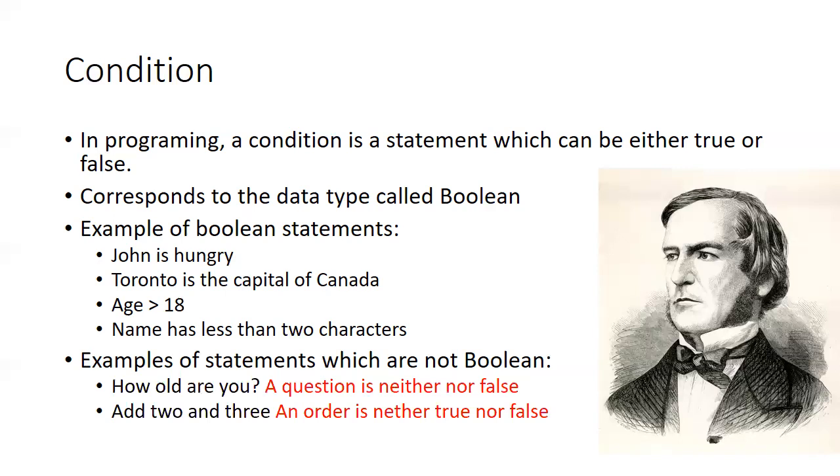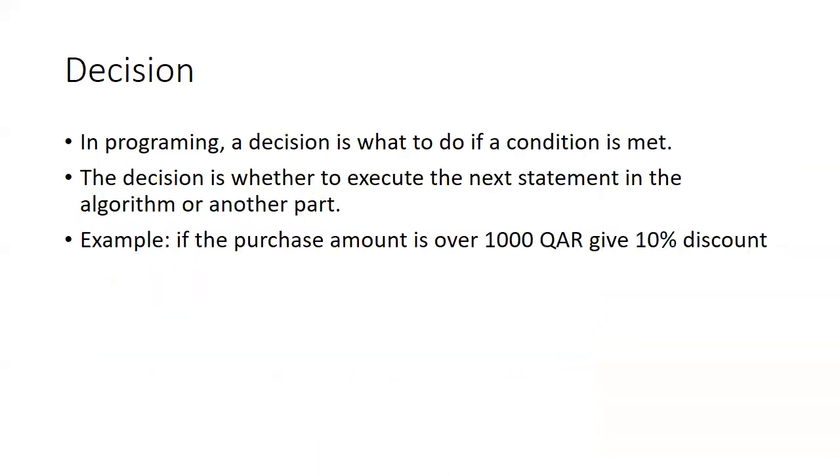Add 2 and 3 together and you get 5, right? Is that Boolean? No. If we said 2 plus 3 equals 5, then that could be Boolean because it's true, right? But just saying add 2 and 3, that's not Boolean.